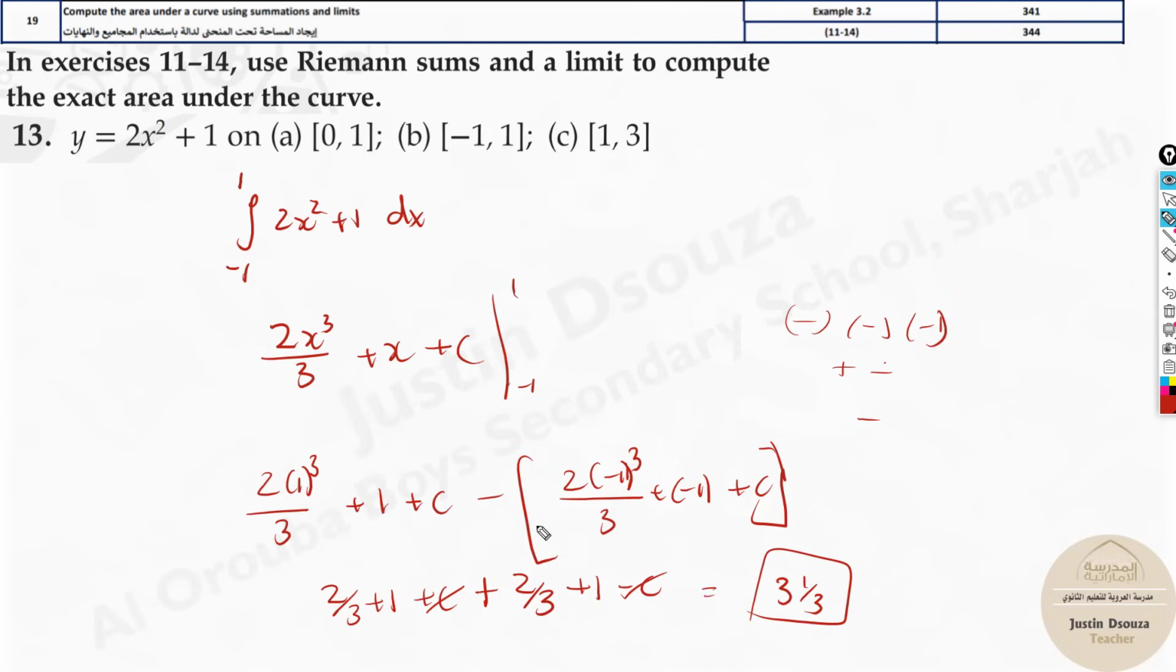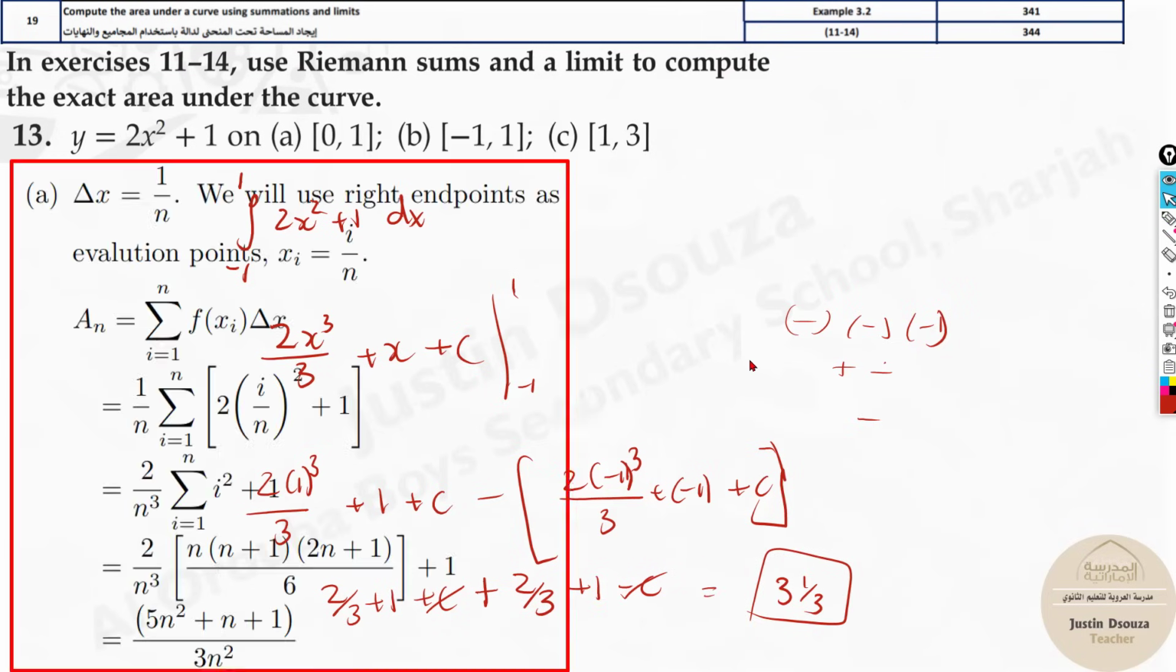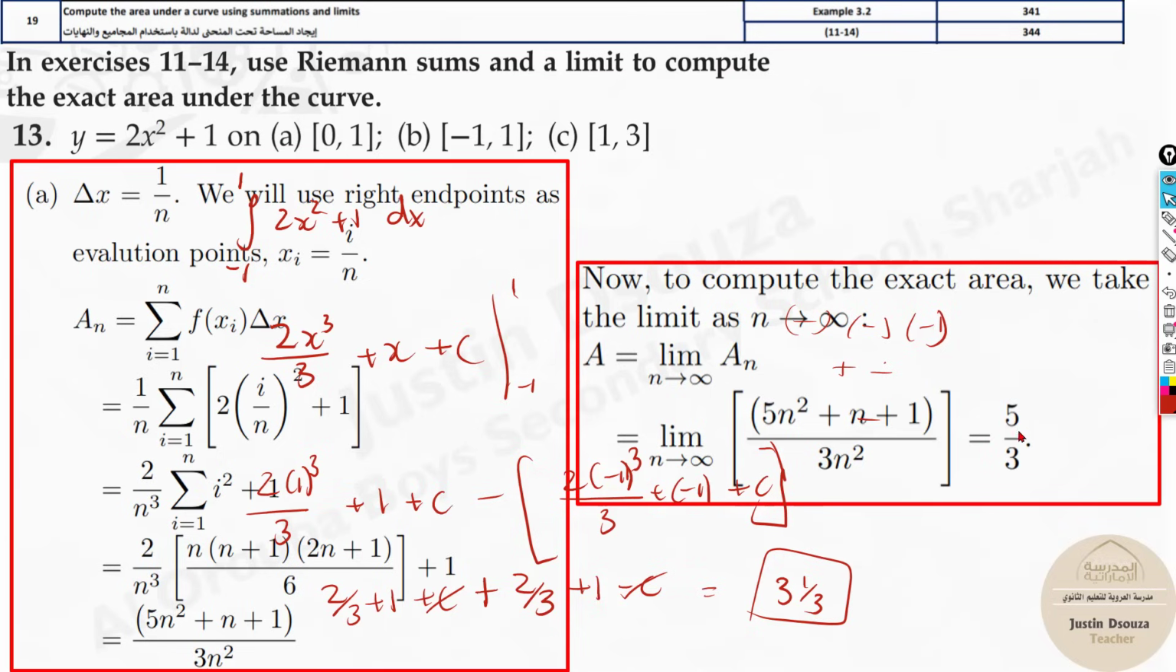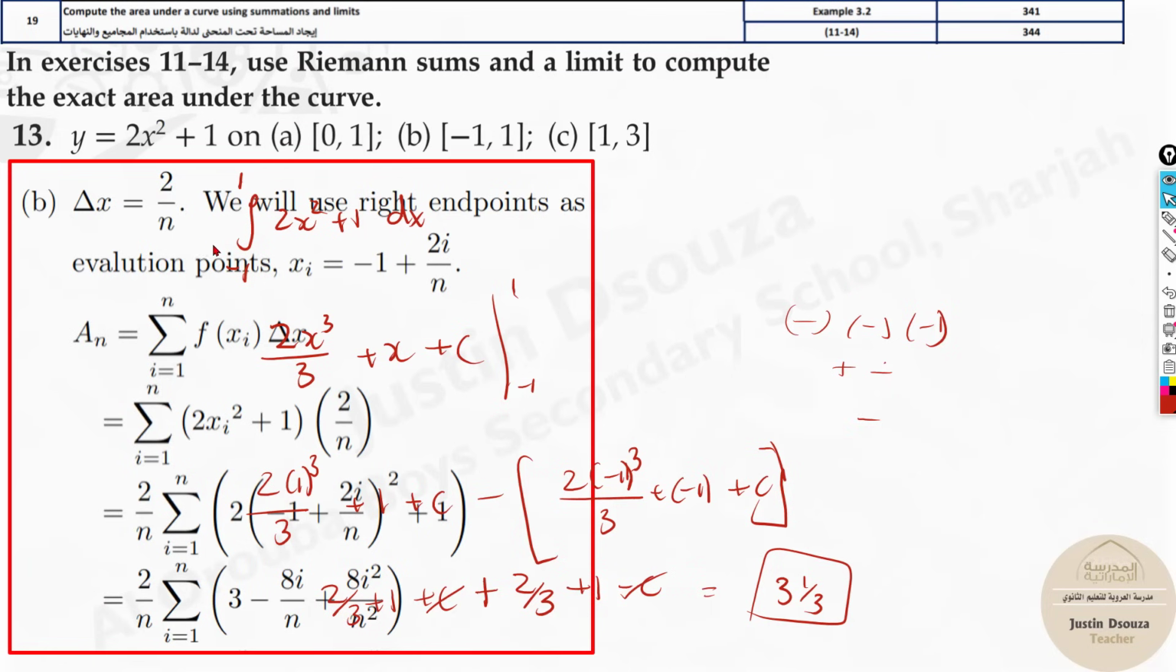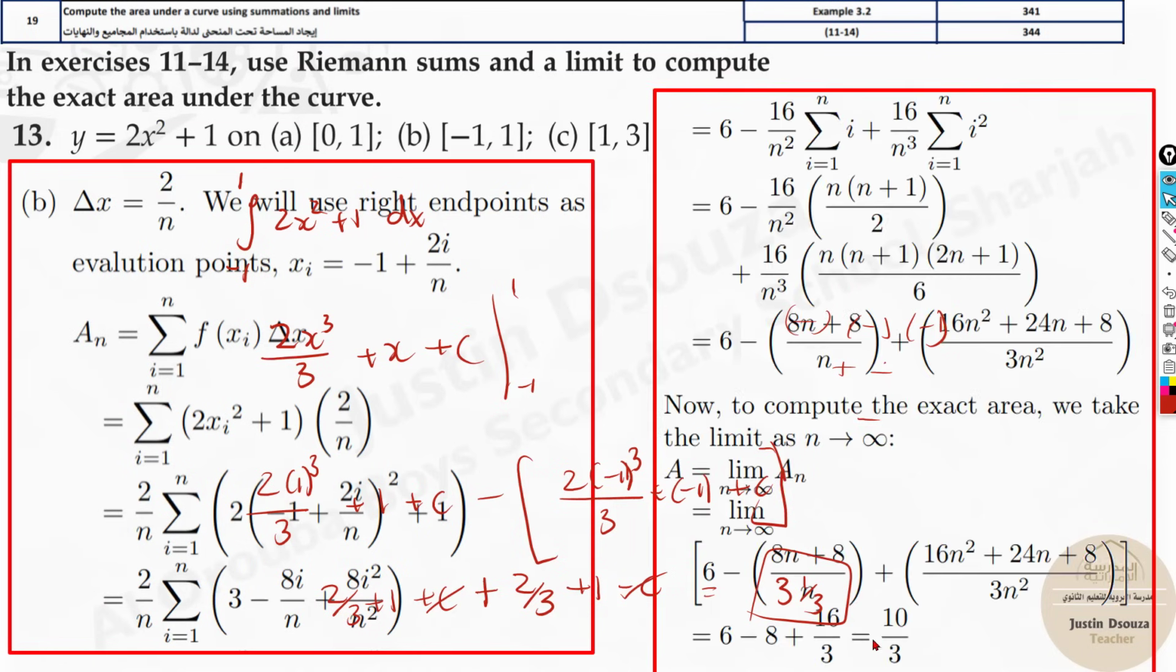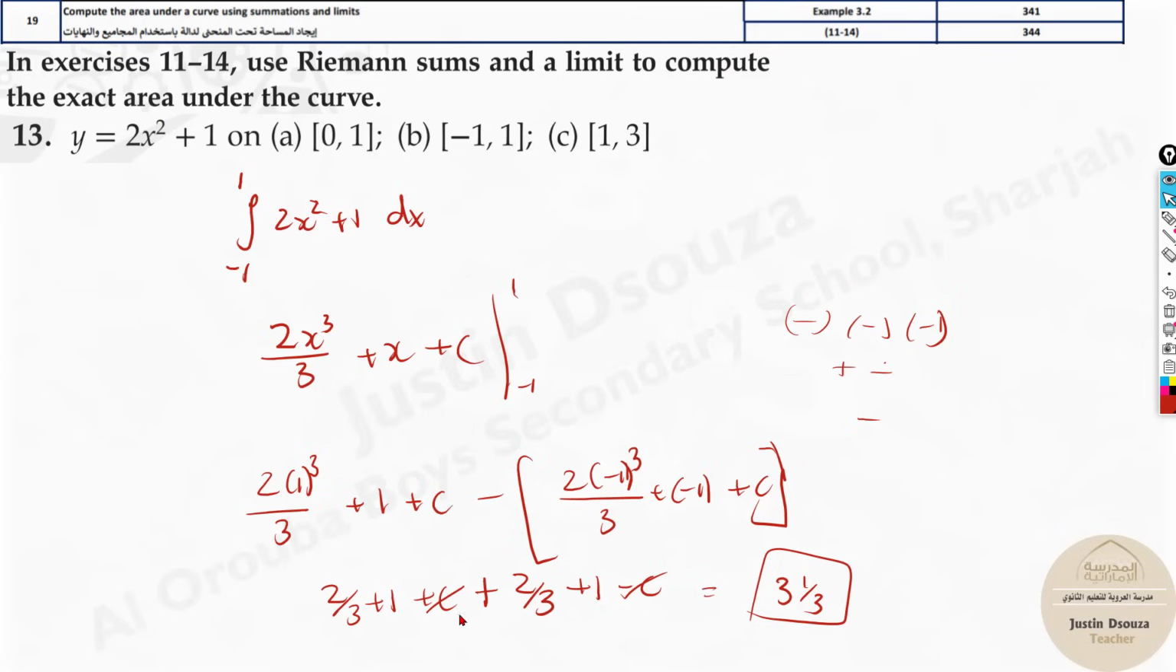You can just put it in the calculator, you'll get the correct answer. See, my answer is wrong, sorry. No, let me just check. Yes, it is 3 1/3. Yeah, I did the calculation correctly, but please use a calculator, do it properly. This 3 1/3 means it's 10 by 3. That is 3.333. So that is how we solve it. Now this is also the writing method itself.